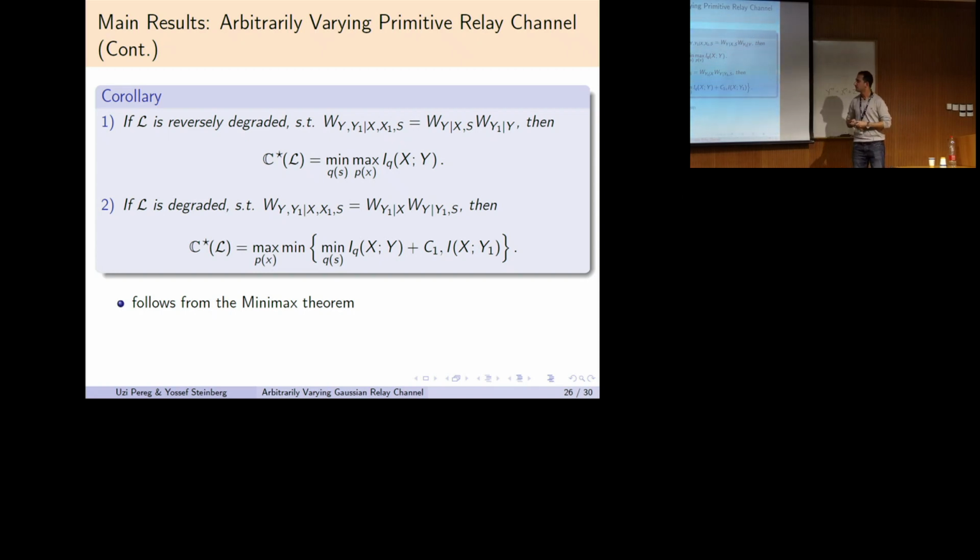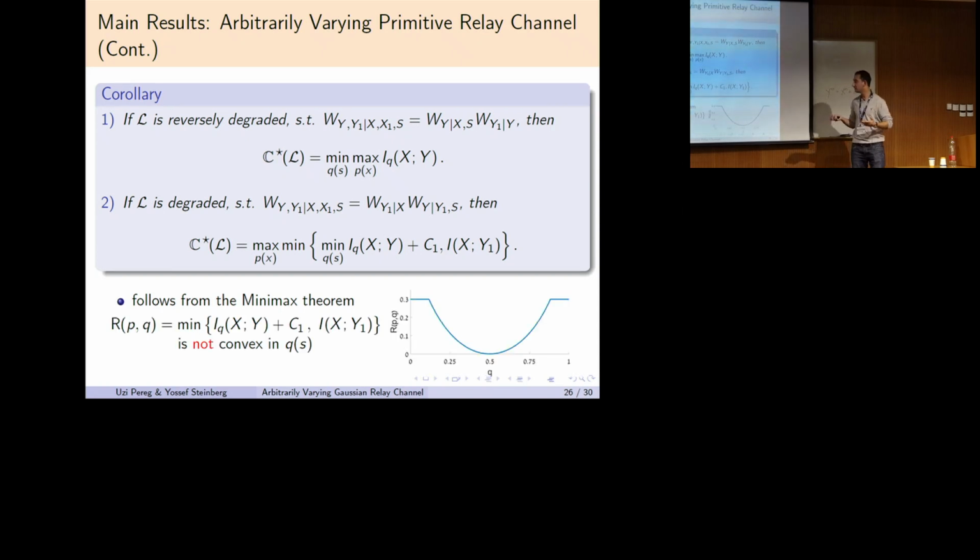Now, to obtain these results, we need to use the minimax theorem, because as we've seen, there is a difference in the order of the minimum and the maximum. On a technical level, we note that this functional, the minimum between these mutual informations, is not necessarily convex in the state distribution. It could look like this. But still, we can use the minimax theorem because it is a quasi-convex function. It satisfies this property since we've taken this marginal to be state independent. It does not depend on the state.